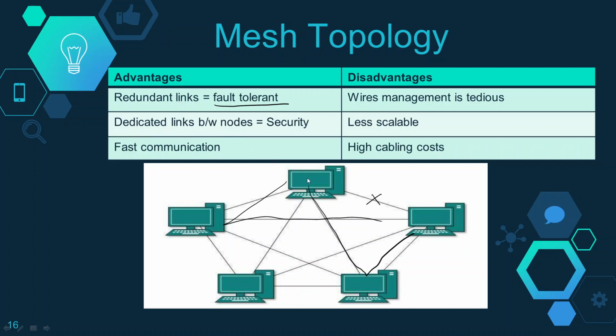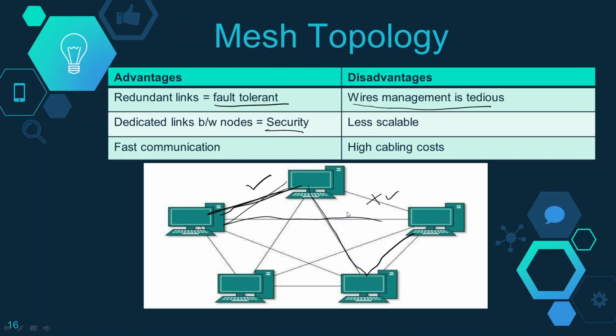It has a dedicated link between each node, so it has security. These two nodes can communicate without compromising their security. And it has fast communication because there is no middle device or hub between two devices, and they can communicate very fast. The disadvantages are that wire management is tedious.